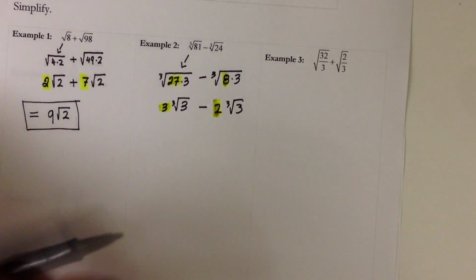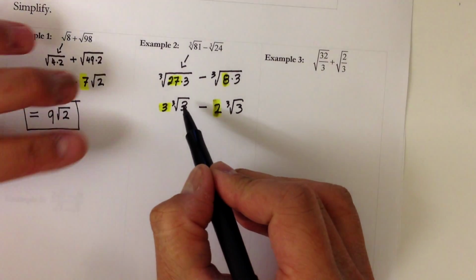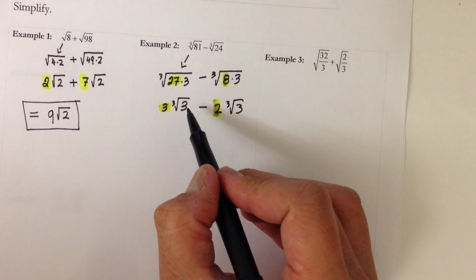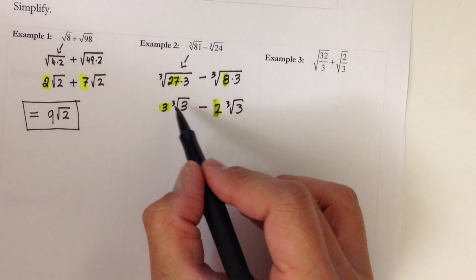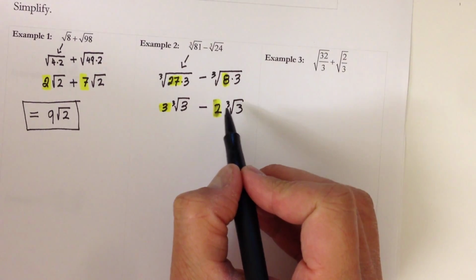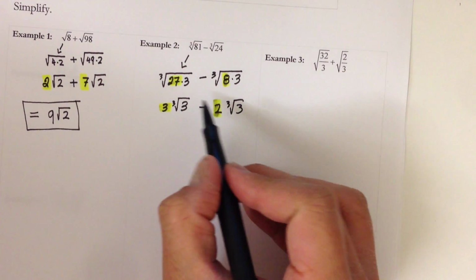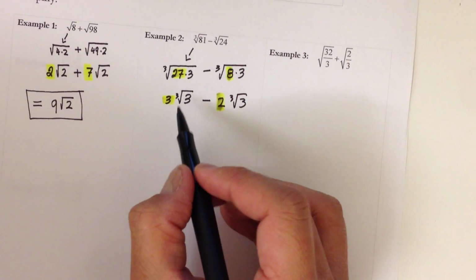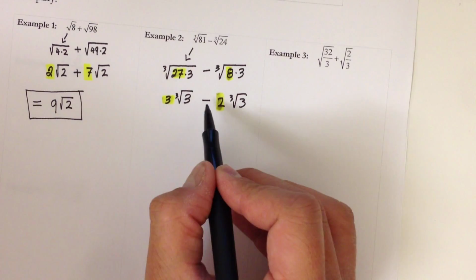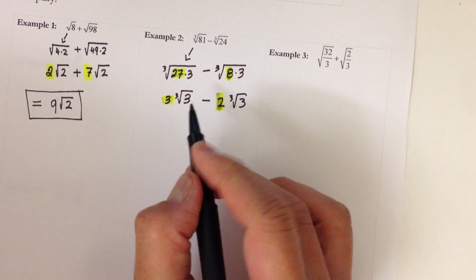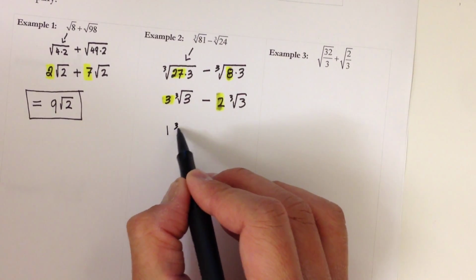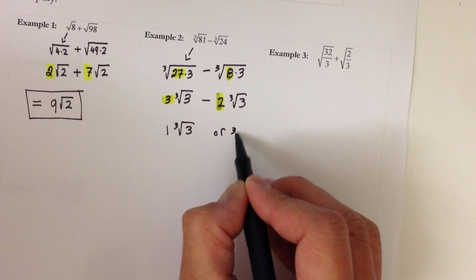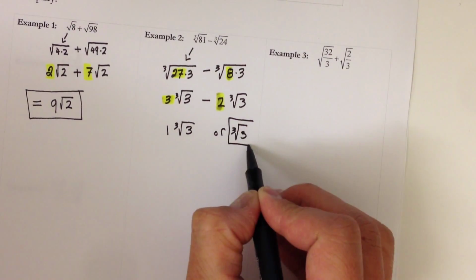We can now subtract these because they have the same index, they're both 3, and they have the same radicand, which is 3. It's a coincidence that the index and the radicand are the same, but they do not have to be the same in order for us to subtract. So in this case, we subtract 3 minus 2, which is 1. So you get 1 cube root of 3, or you can just write that as the cube root of 3. Either way.